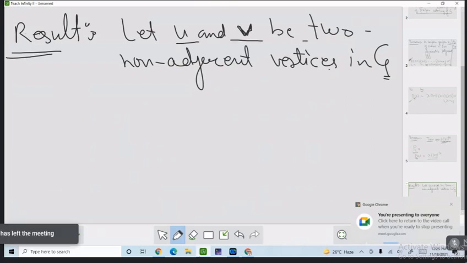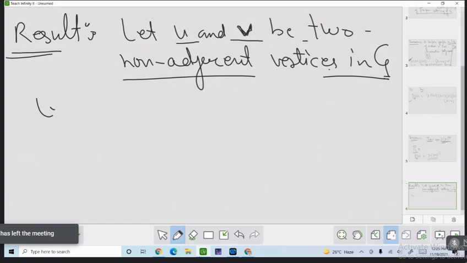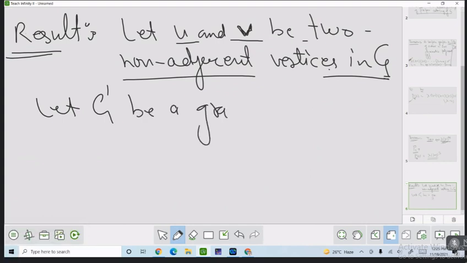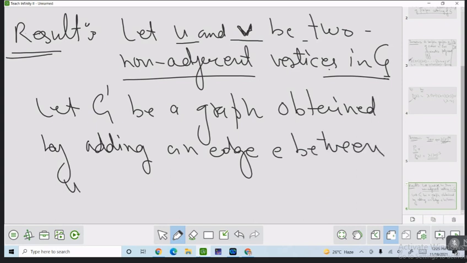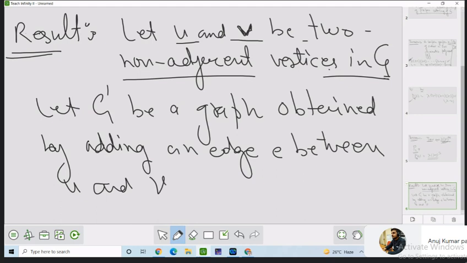Okay, let U and V be two non-adjacent vertices in G. And let G prime, another graph, be a graph obtained by adding an edge between U and V. Suppose we have a graph G, and U and V are two non-adjacent vertices in G. So we can join these two vertices by a line, and we will obtain another graph. That graph will be G prime. Clear?